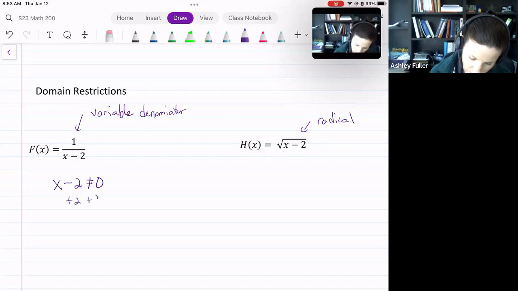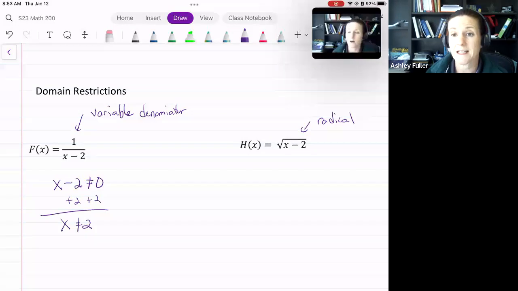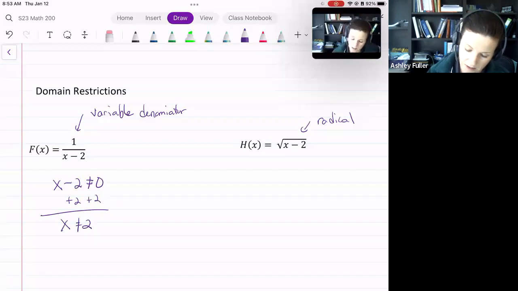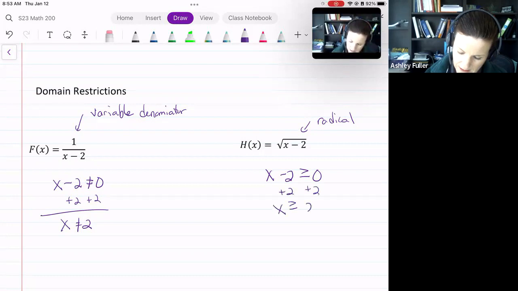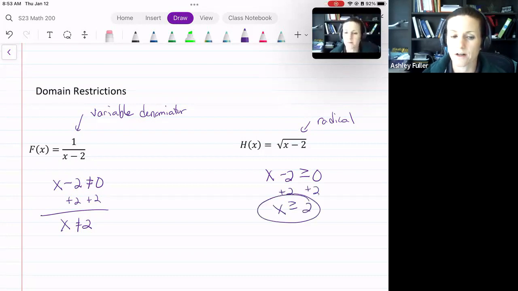So we'll add 2 to both sides, and I get x equals 2, or x cannot be 2. It can be anything above or below 2. And for radicals, I know that the value under the radical has to be positive. So it has to be greater than or equal to 0. I add 2 to both sides, and x can be anything bigger than 0.